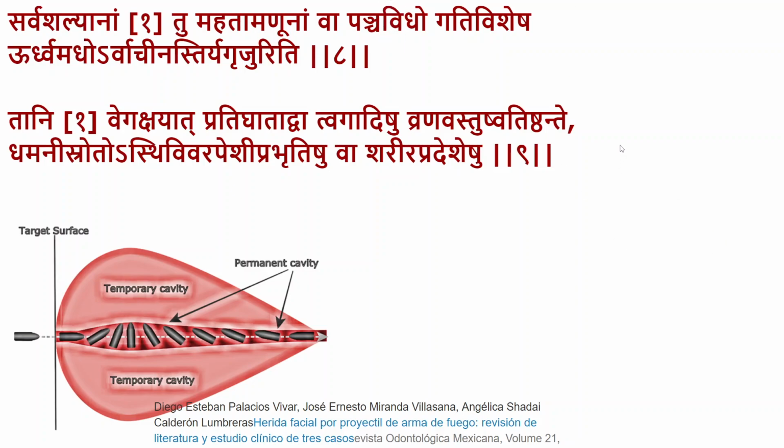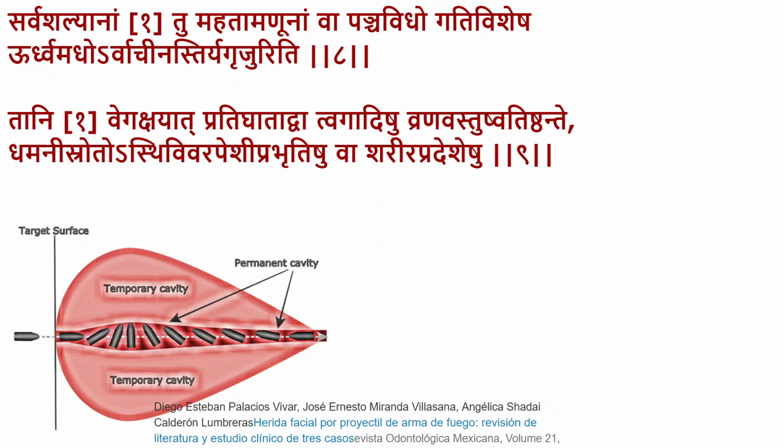Now, once a momentum injury occurs, once it hits the body, it can produce different forms of injuries, and the pattern and extent of the injury has to be studied. To study that injury, Sushruta has classified the direction of the impact and the possible consequences: Sarvashalyalam Mahatam Anunamcha Panchavido Gati Vishesha Urdhvam Adha Arvachinam Tiryag Rujuriti.